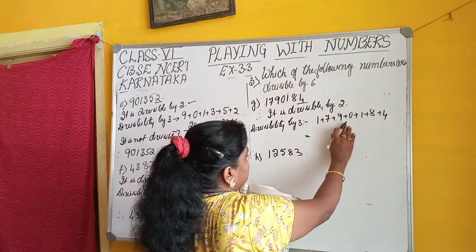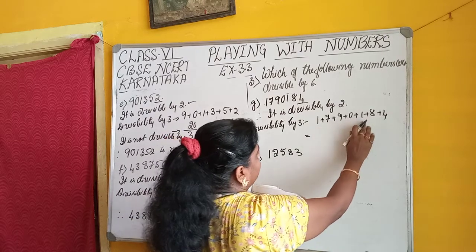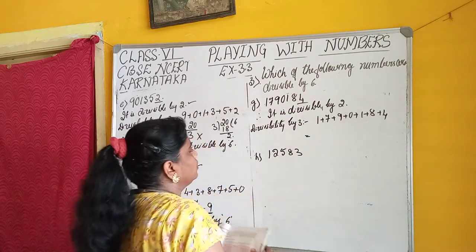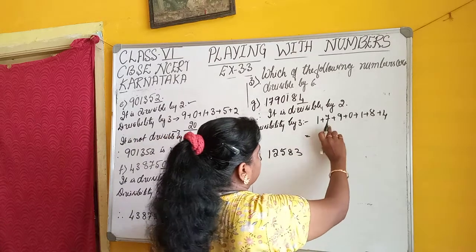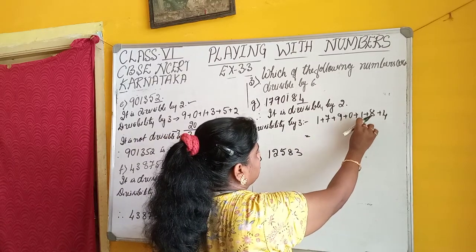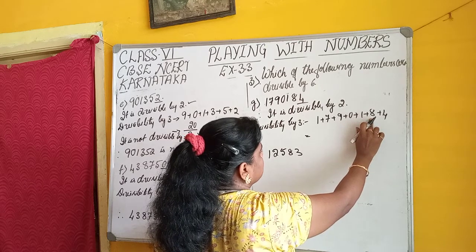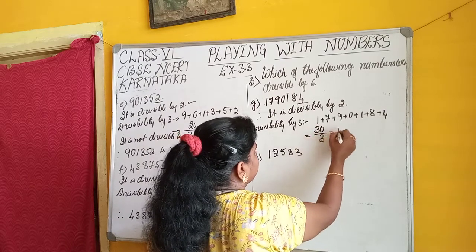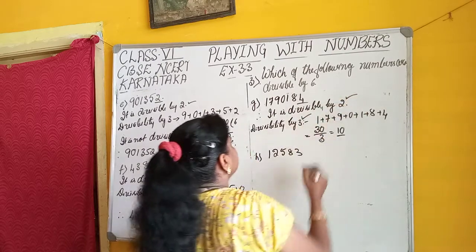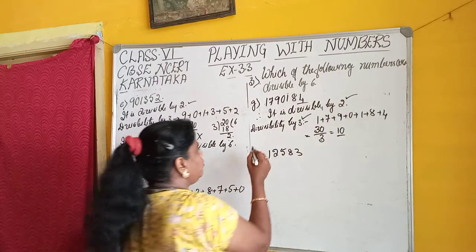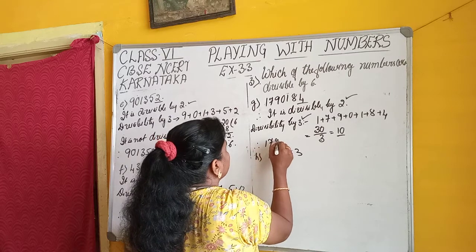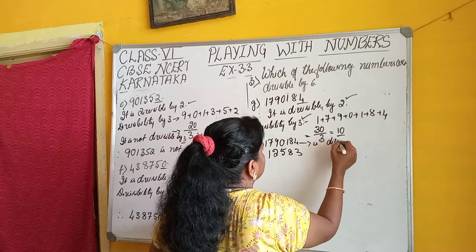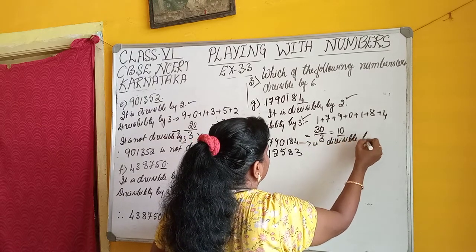That is 8, 16, 17, 18, 26, 26 plus 4 is 30. 30 by 3, yes, it is divisible by 3 and also by 2. It is divisible by both 2 and 3. Therefore, 1790184 is divisible by 6.